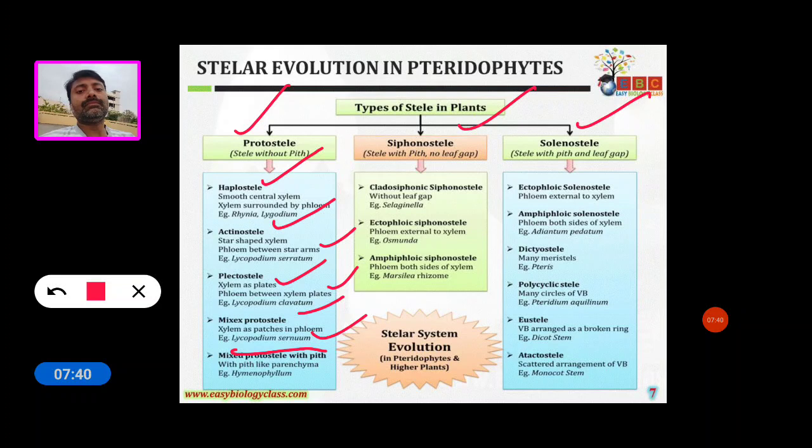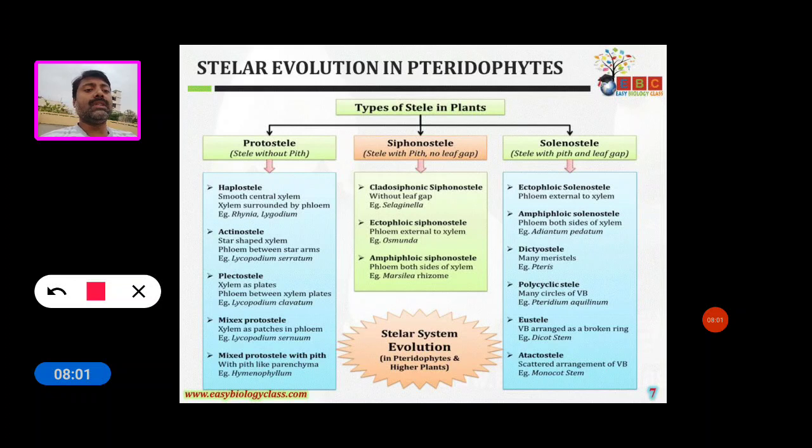The next protostele type is mixed protostele with pith-like parenchyma. This type of stele we can see in the Hymenophyllum plant. So these are the protostele types.